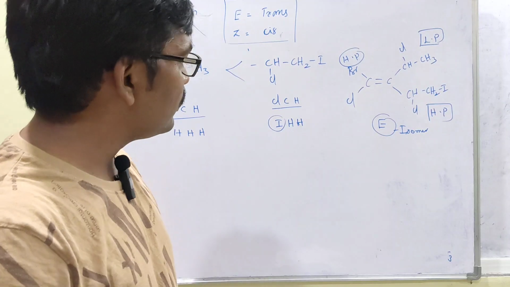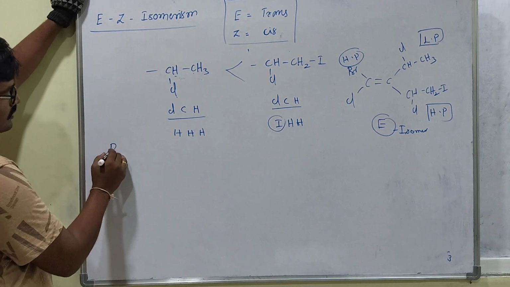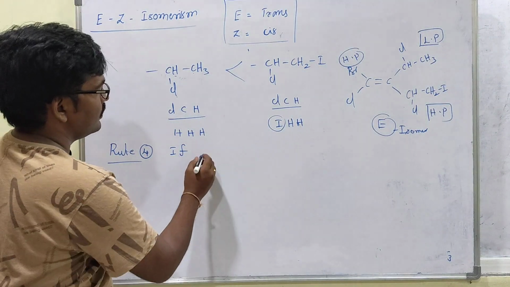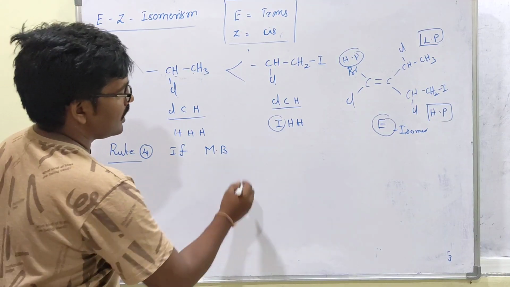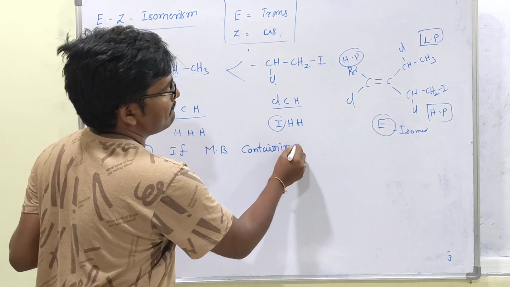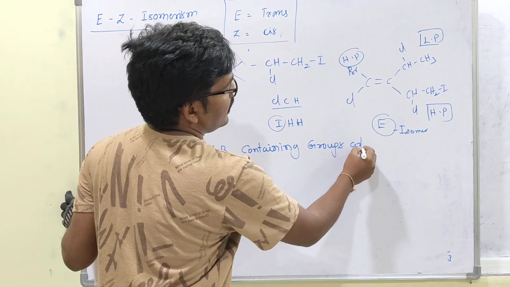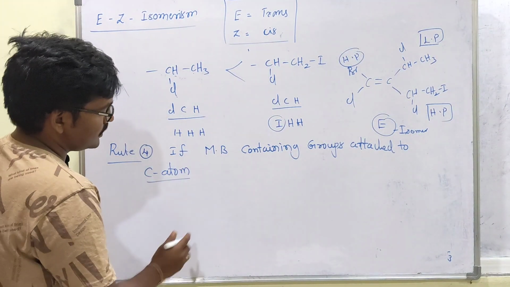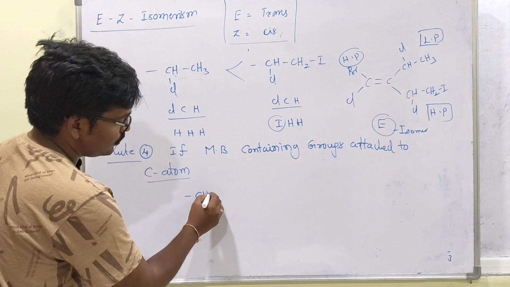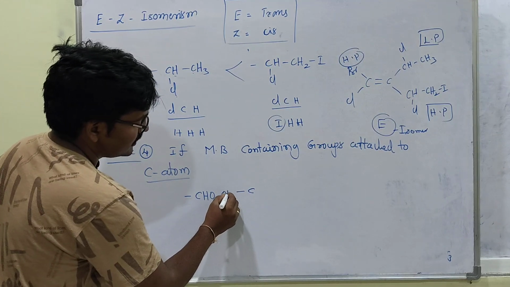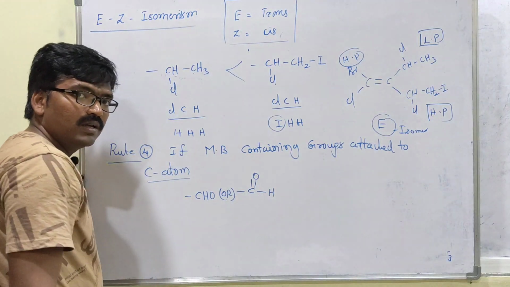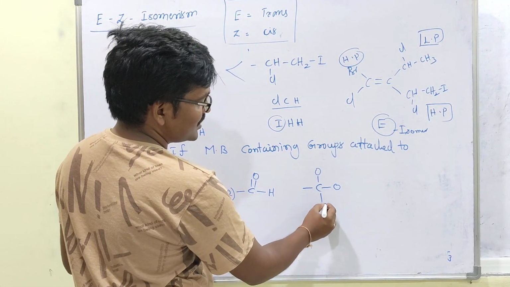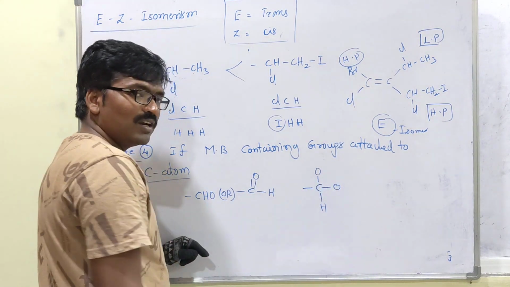Then rule number 4: if multiple-bond-containing groups are attached to a carbon atom. For example, CHO, we can call it C double bond O, H. When a double bond is there, you have to observe that the particular carbon atom contains 2 oxygen atoms and 1 hydrogen. So the double bond is equivalent to 2 oxygen atoms that you have to take.